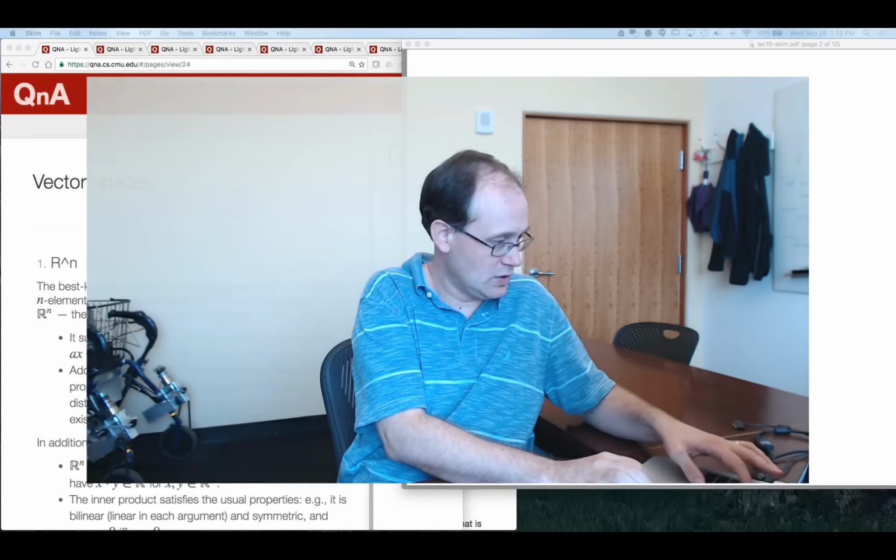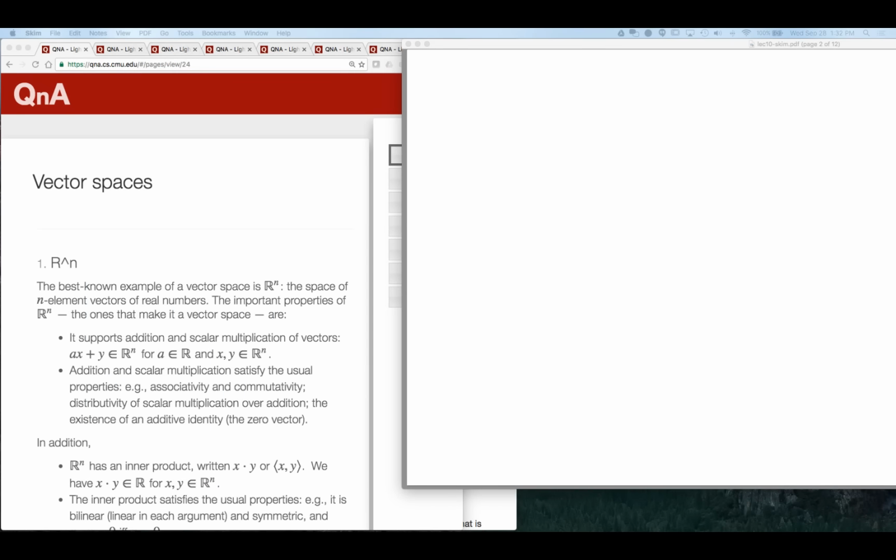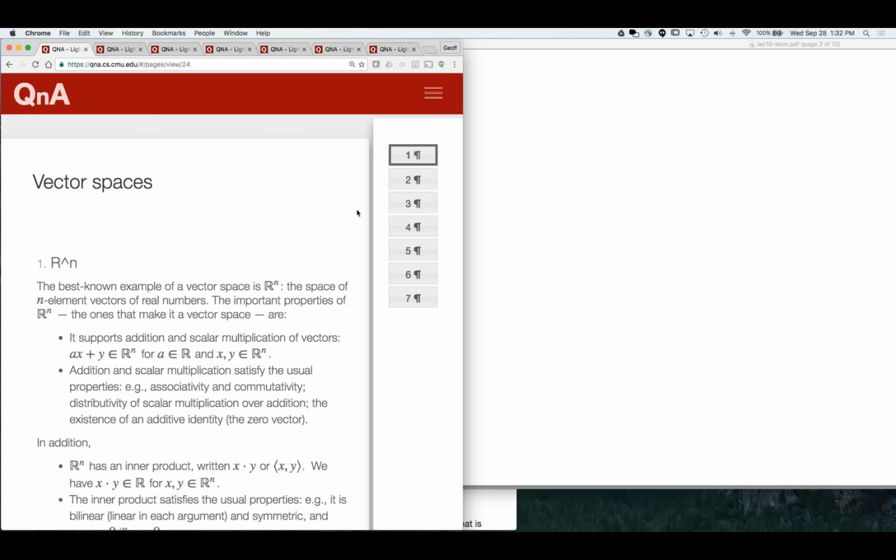We'll go to the slides. The first concept for linear algebra is a vector space. So we had notes on vector spaces. You guys have hopefully all seen Rn as a vector space.